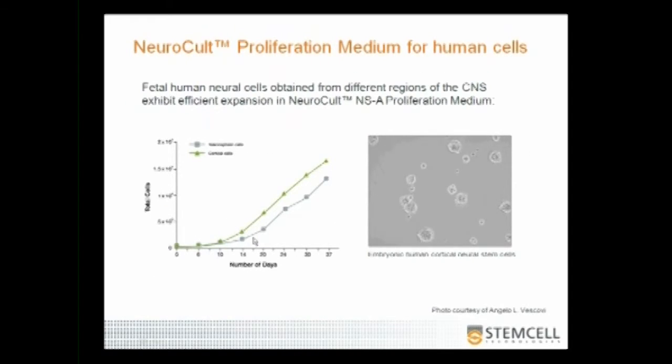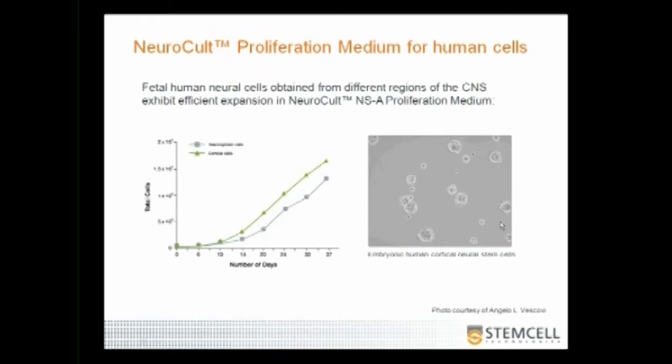We have also developed a specific media formulation for the culture of cells from the human CNS. Shown here are fetal cells from 2 different regions of the human brain, cultured in our media for over 40 days, showing the standard growth curve for high total cell expansion over time. The neurospheres generated in those cultures are shown here.